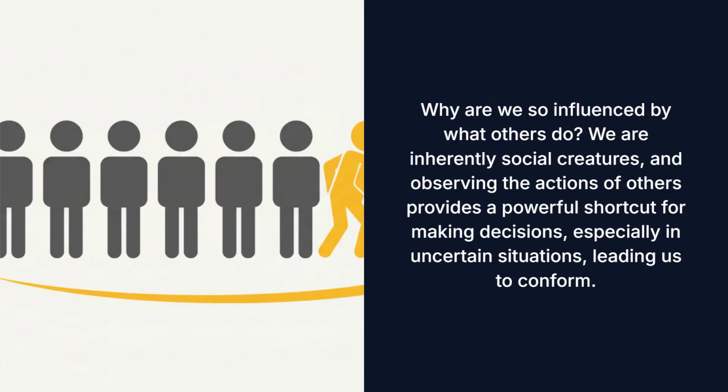Second, why are we so influenced by what others do? We are inherently social creatures, and observing the actions of others provides a powerful shortcut for making decisions, especially in uncertain situations, leading us to conform.